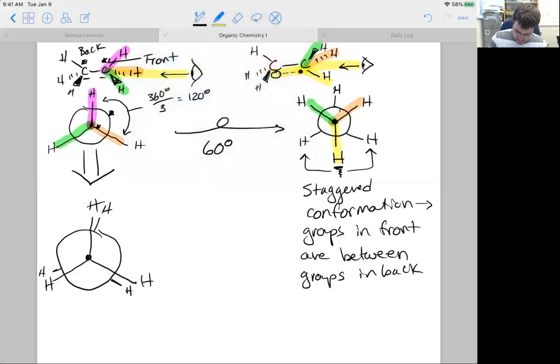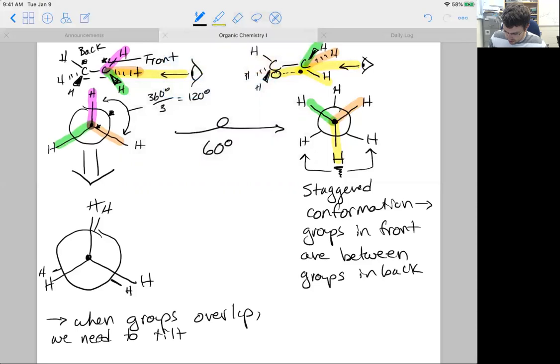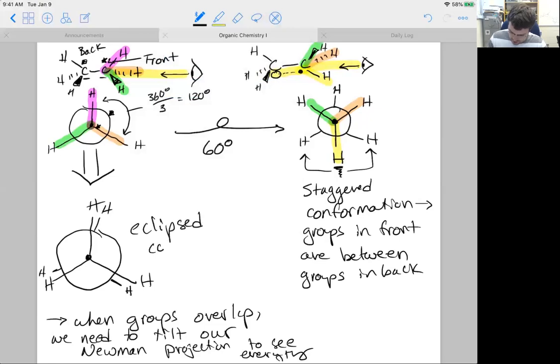So when the groups overlap, we need to tilt our Newman projection to see everything. And this is called an eclipsed conformation. Hopefully you can see this. And I guess this is with back.